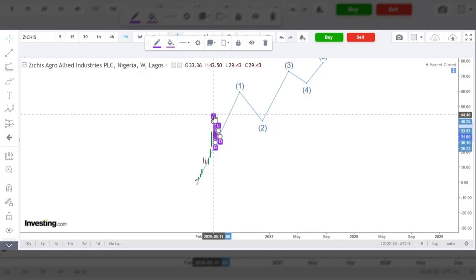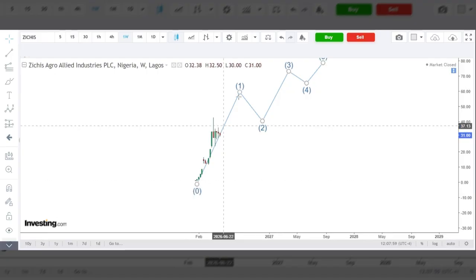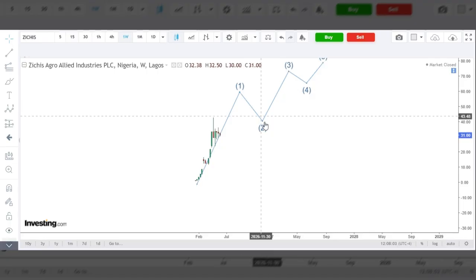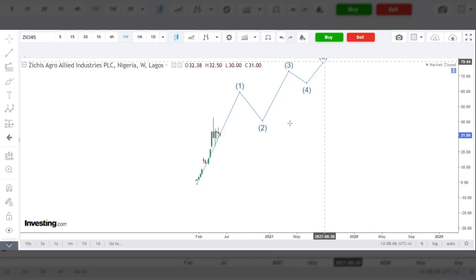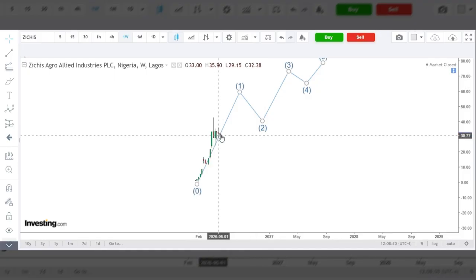Okay, so as you can see, the market is just coming up. This is where wave one potentially should stop. Then this is two, it's three, four, and five. So for long-term investments, this is actually a good place to buy if you're interested.